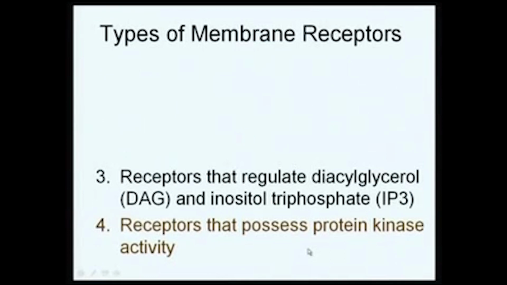So since we have already covered the first 2, today we are going to finally focus on the third kind of membrane receptors, namely those receptors which activate G proteins that ultimately result in the activation of phospholipase C, resulting in the generation of diacylglycerol and inositol triphosphate, and how these act as signaling molecules.